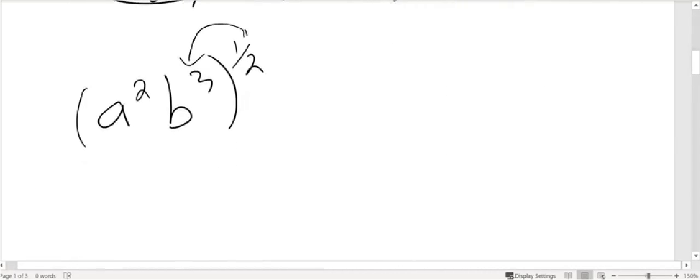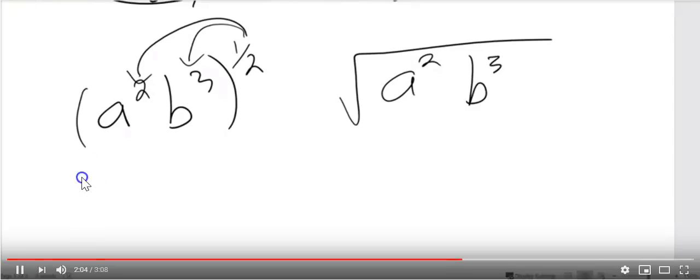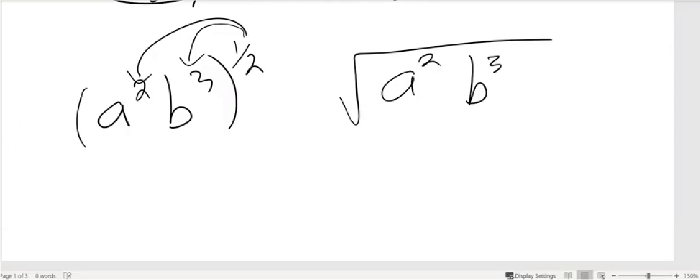So we have a squared times b to the 3rd, to the 1/2 power. There's 2 ways to do this. You could distribute the 1/2. There's nothing wrong with that, but I would recommend doing this. Take the square root of everything inside the parentheses. Because then it looks like a problem we've seen in previous videos.